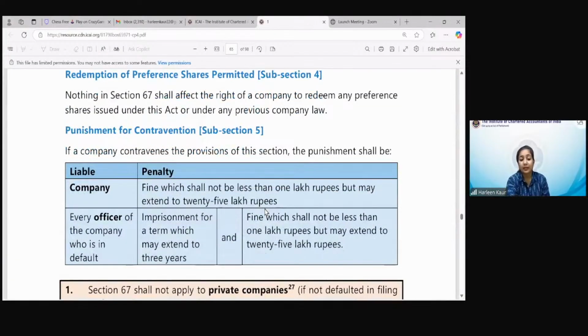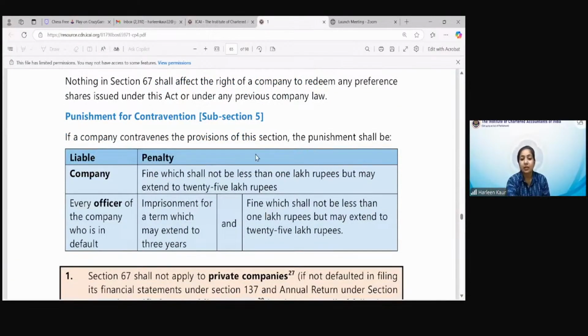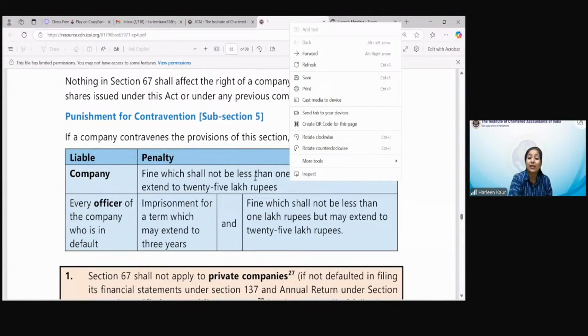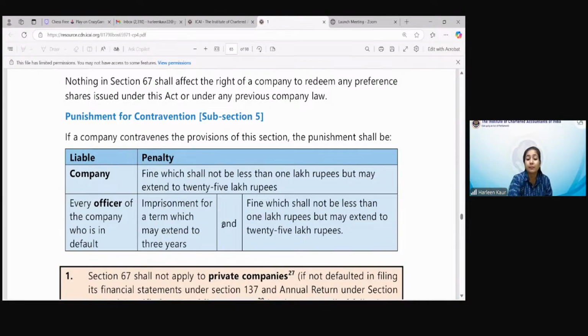So this is your penalty, dear students. Any contravention, it will not affect the right to redeem the preference shares. Okay, it is not talking about the preference shares. Fine which will extend from 1 lakh rupees to 25 lakhs and the officer in default also has imprisonment. There will be jail, 3 years of jail if you gave any employee a loan or any kind of financial assistance. Why jail?